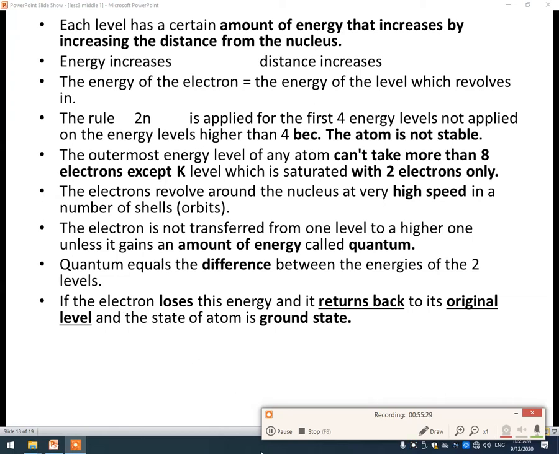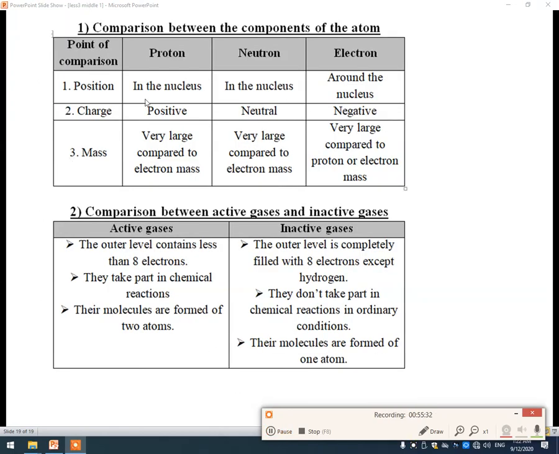Now we have a comparison table between some points. The first table compares protons, neutrons, and electrons according to position, charge, and mass. The proton is in the nucleus, also the neutron, but the electron is around the nucleus. The charge of the proton is positive, neutron neutral, electron negative. The mass of the proton is very large compared to the electron, the neutron also very large compared to the electron, and the electron is very small compared to protons or neutrons.